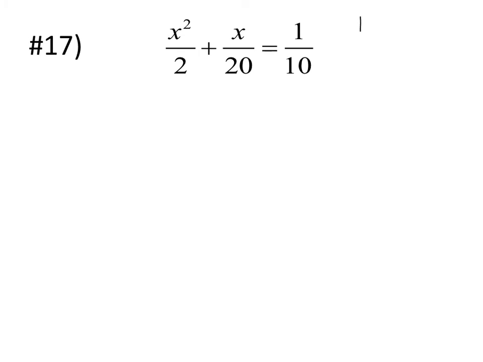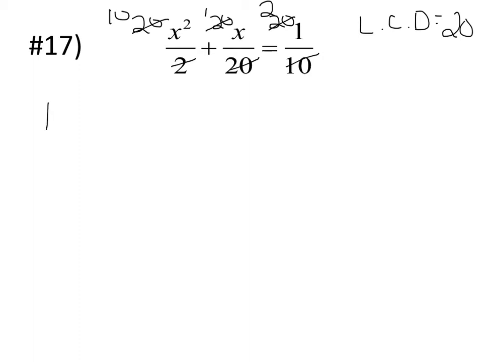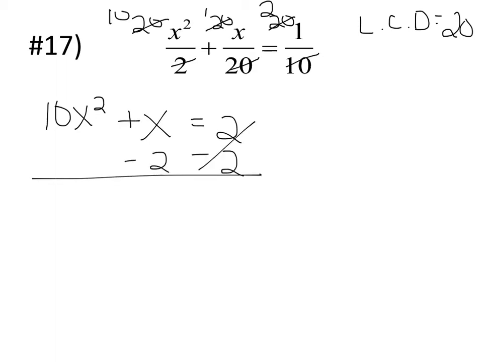Okay, still need to do an LCD here. Between 2, 20, and 10, it's going to be 20. So multiply 20 by each piece. 20 divided by 2 is 10. 20 divided by 20 is 1. And 20 divided by 10 is 2. So you end up with 10x squared plus x equals 2. And then you're going to subtract 2 from both sides because you want your right side of the equation to be set equal to 0 so you can factor.